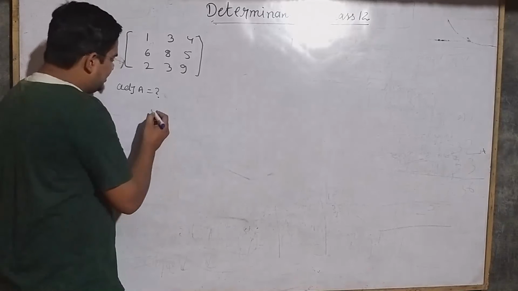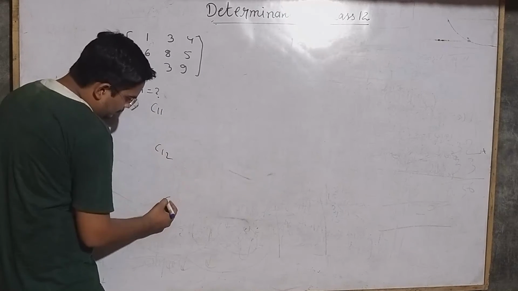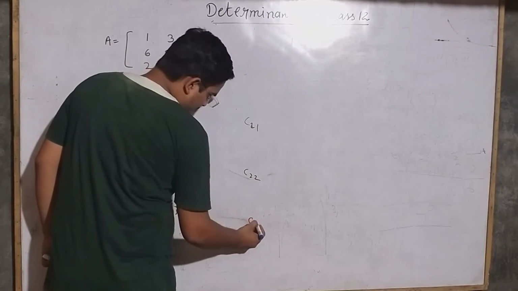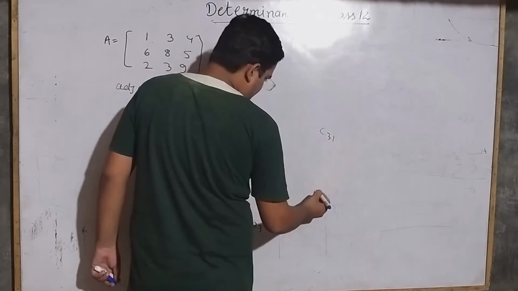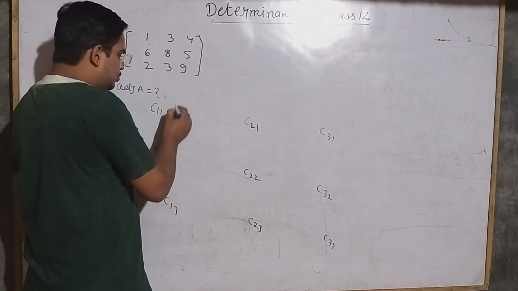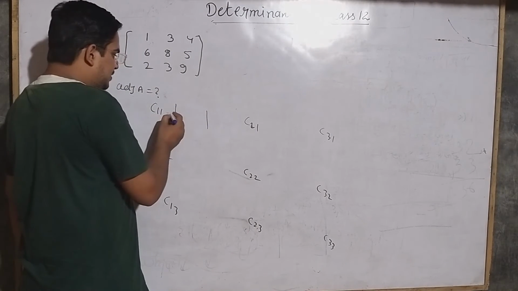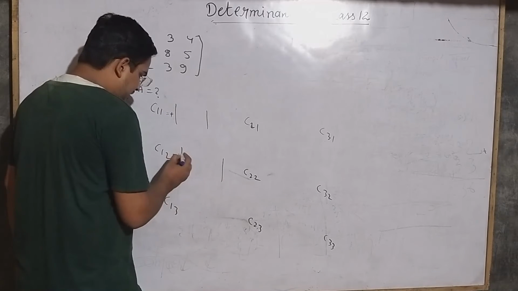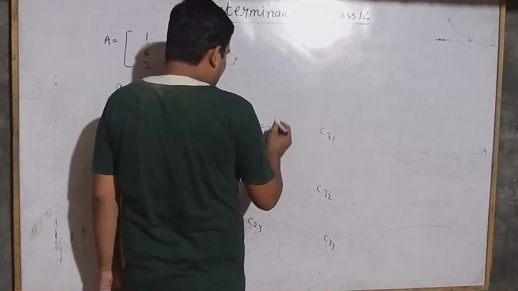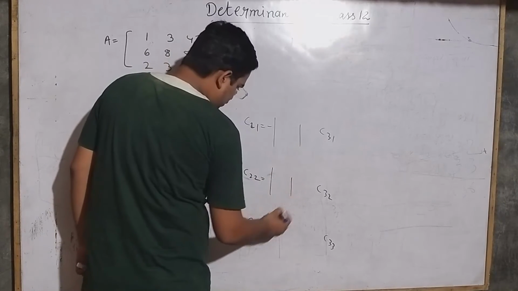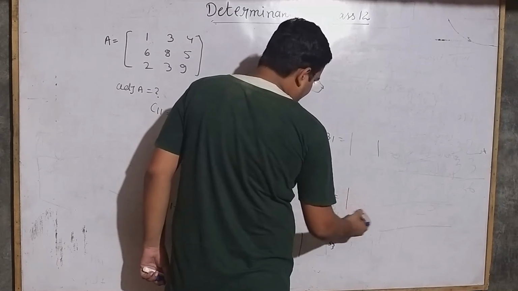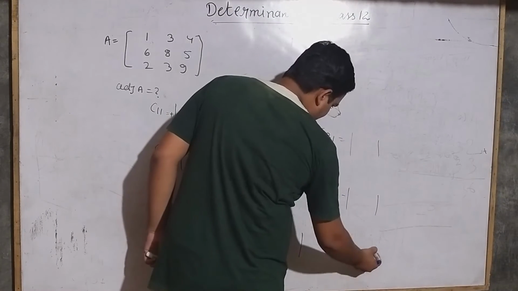So how many cofactors are here? C11, C12, C13, C21, C22, C23, C31, C32, and C33. Look at this: 1 plus 1 is 2, this is positive. 1 plus 2 is 3, this is negative. 1 plus 3 is 4, this is positive. C21, this is negative. 2 plus 2 is 4, positive. 2 plus 3 is 5, negative. 3 plus 1 is 4, positive. 3 plus 2 is 5, negative. And 3 plus 3, this will be positive.